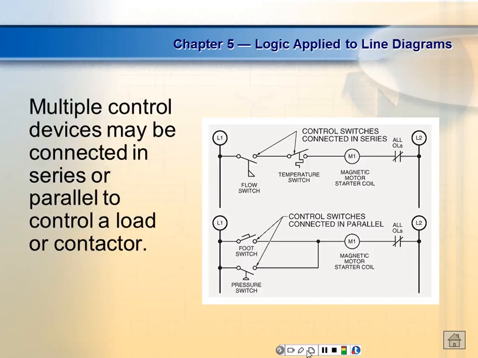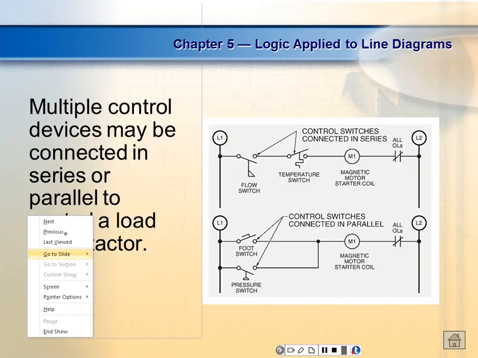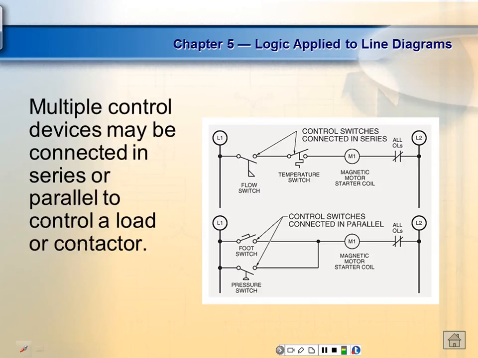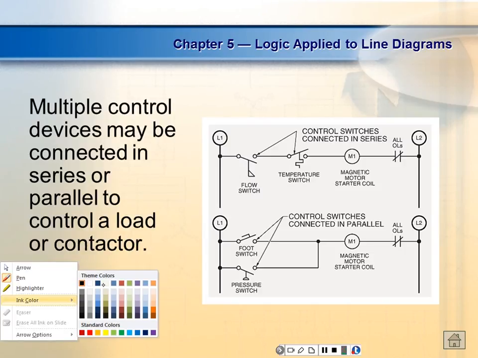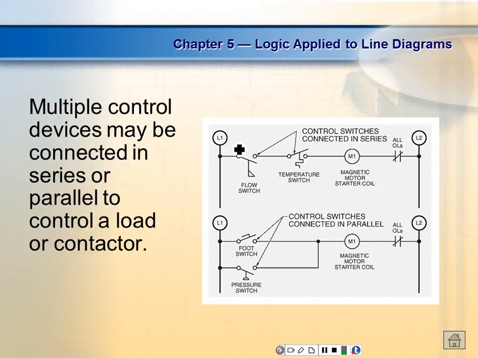Multiple control devices may be connected in series or parallel to control a load or a contact. So we pick up a new symbol. We looked at the temperature switch, but what is this a symbol for? When I say this, I need to circle it for you, right? So we're constantly adding to our symbols. So that's what switch? Flow switch.